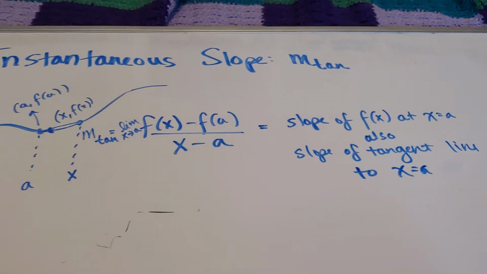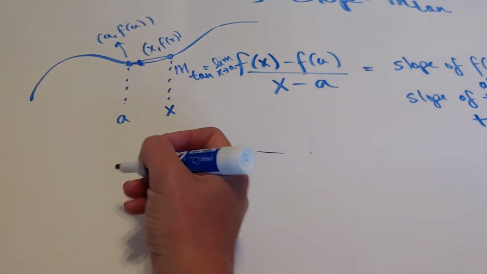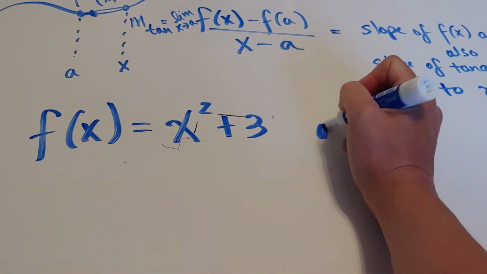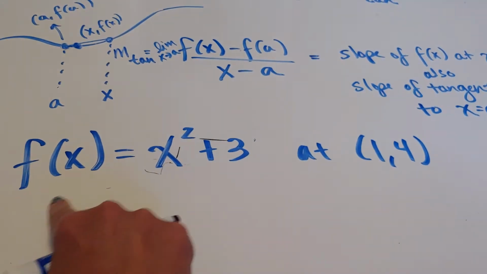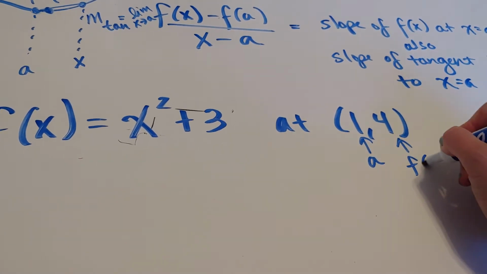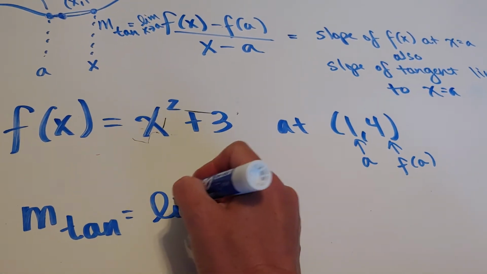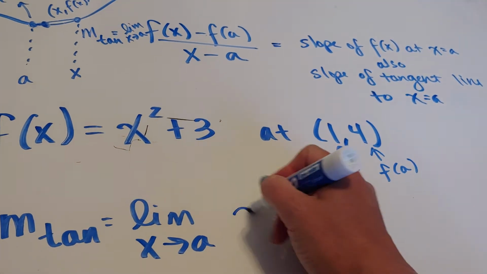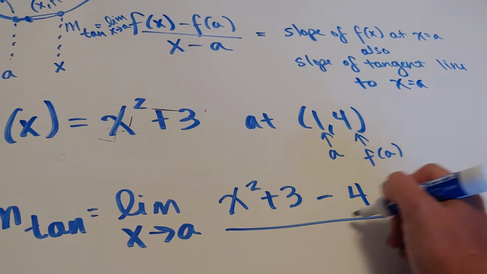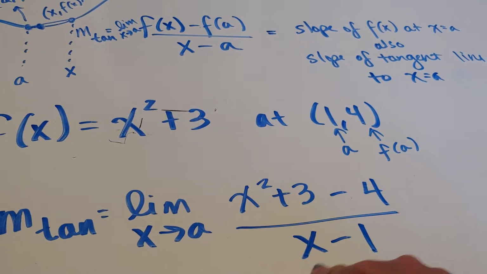All right, cool. Now I'm going to go ahead and use this formula. In this video, I'm going to use it with the function f of x equals x squared plus 3 at the point (1, 4). In your homework, they're going to give you a function and a point. So this point is A and f of A. What they'd like me to do is plug it into the tangent formula with the limit: f of x minus f of A all over x minus A.